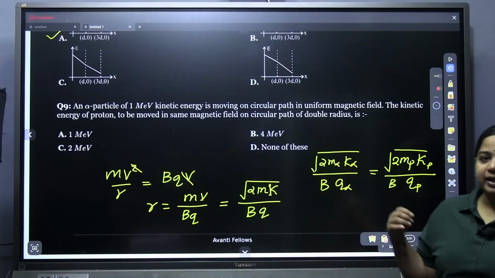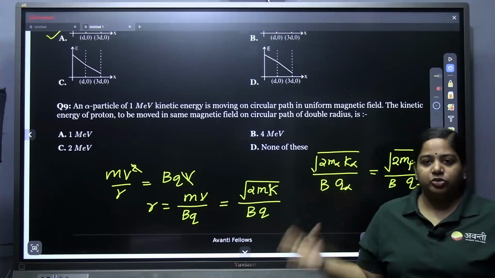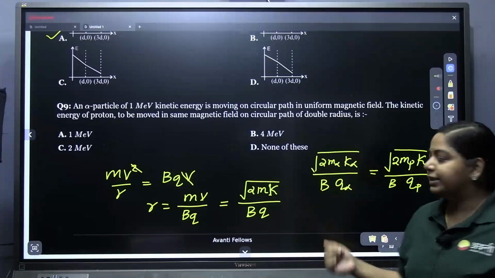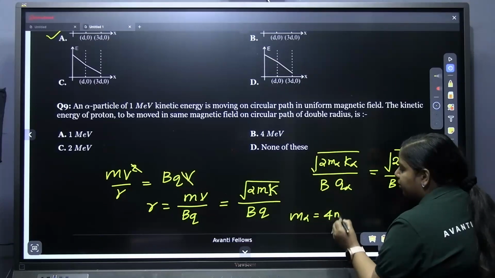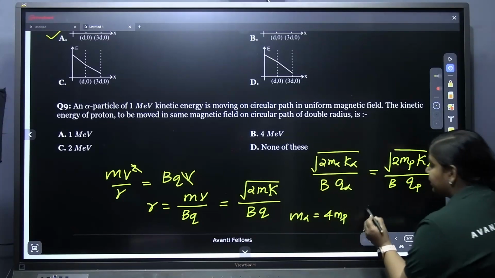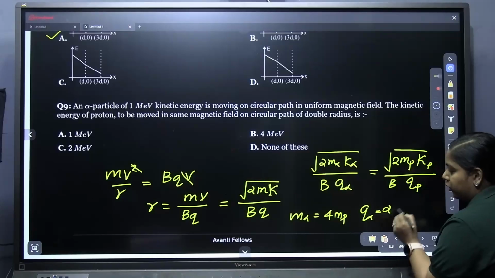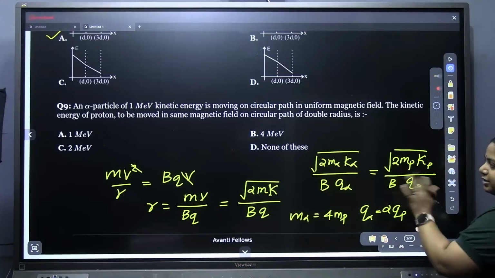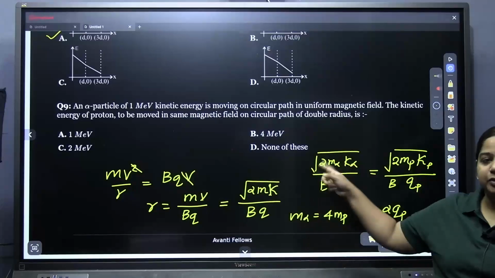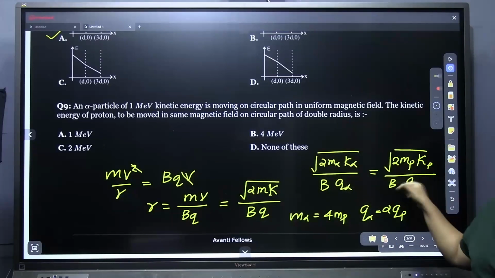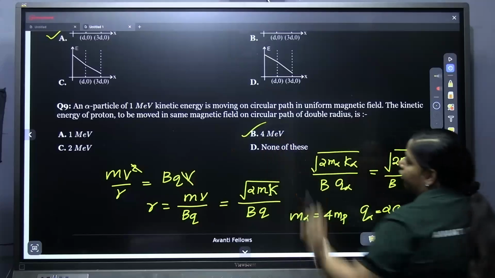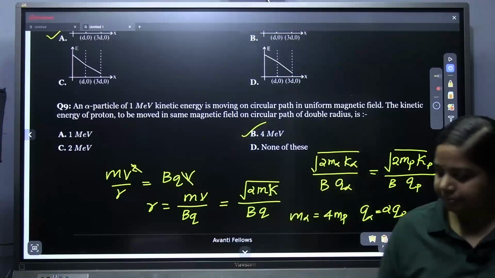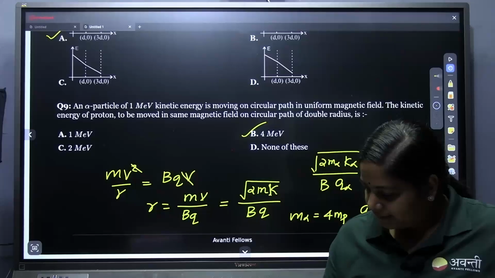Here instead of substituting the actual values, we will write in this way. Mass of alpha particle is 4 times mass of proton. Similarly, charge of alpha particle is 2 times charge of proton. Just substitute this, b will get cancelled, root 2 will get cancelled. You can find kinetic energy of proton. Okay, then you will get the answer is equal to 4 mega electron volt. Okay, is there any doubt?